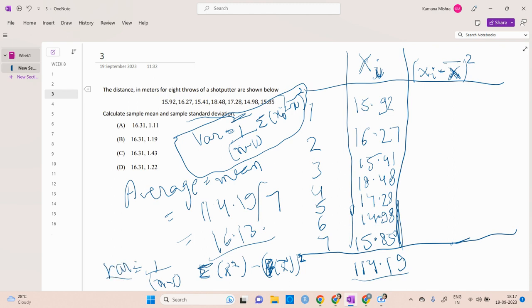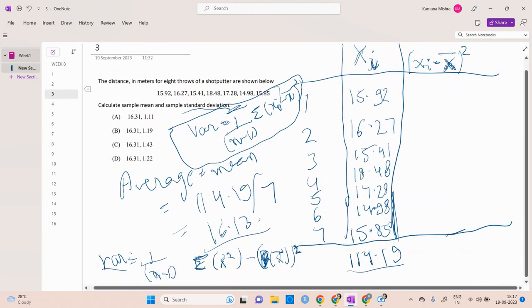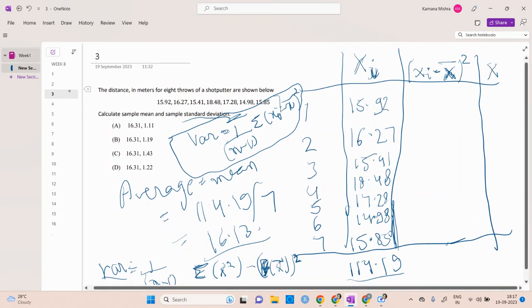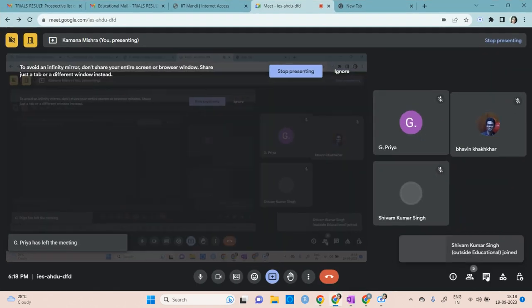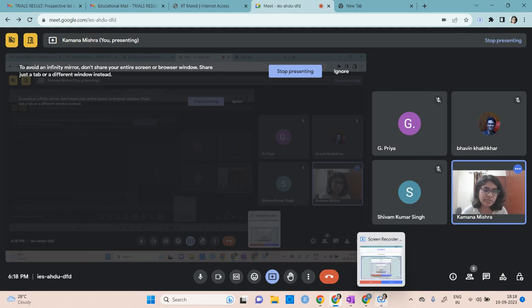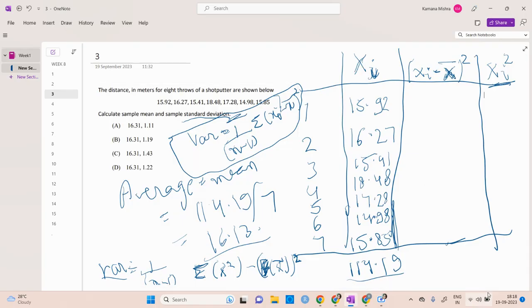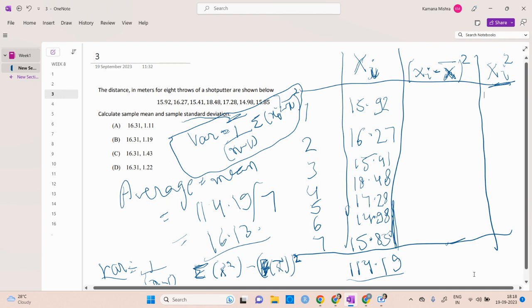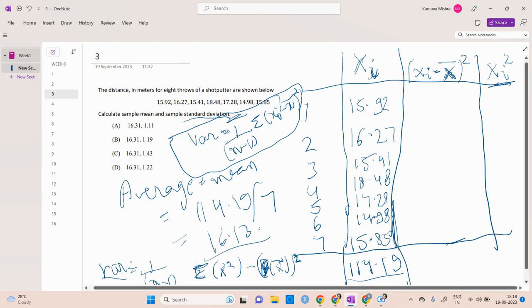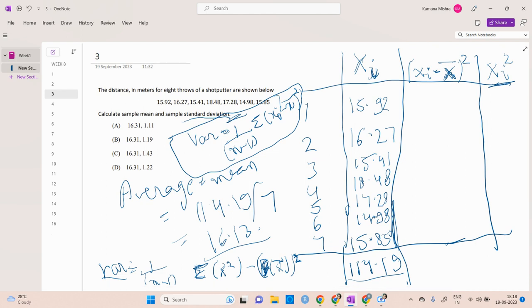So you can find this in two ways, right? The first one is that you can find xi minus x bar whole square. The second one is that you can find xi square, and then after finding xi square, you can just subtract x bar square. Okay. So there are just two ways you can find it, and there is no need to check whether they are equal or not. It just depends on how you want to calculate the values.